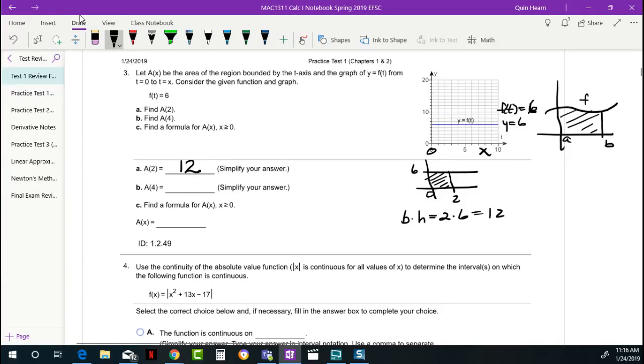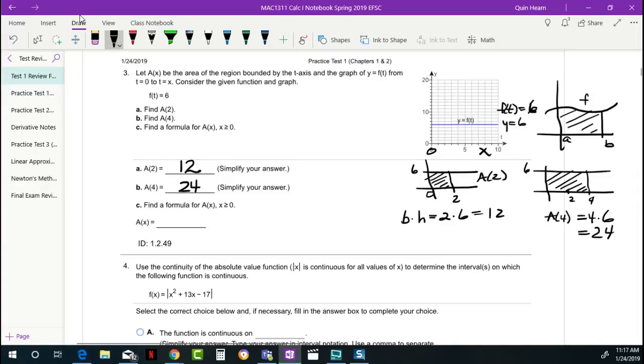Okay, how would we find A of 4? So this represented A of 2. All right, A of 4 is going to be the same diagram. It's just that instead of stopping at 2, we're going all the way out to 4. So we're looking at this area here. So A of 4 is going to be the base, which is 4, times the height, which is 6. So that's going to be, oops, why did I write 12? It's going to be 24.